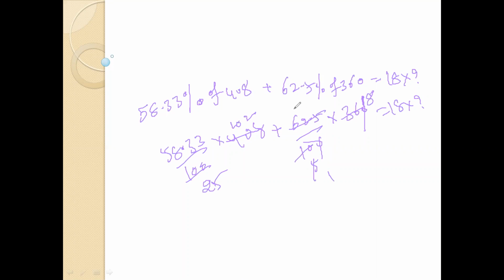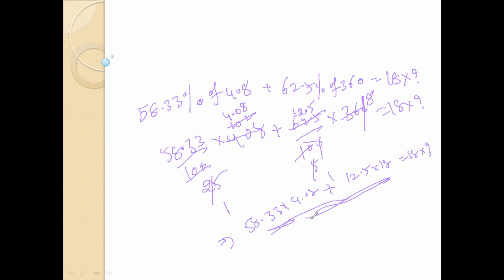5 1s are 5, 5 2s are 10, 5 5s are 25, 12.5. 25 1s are 25, 25 4s are 100. So we get this value is 58.33 into 4.08 plus 12.5 into 18 equal to question mark. All these are decimal values, so we compulsorily get the value in terms of decimals.